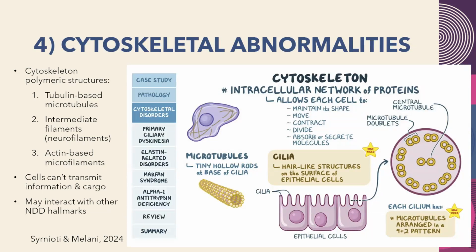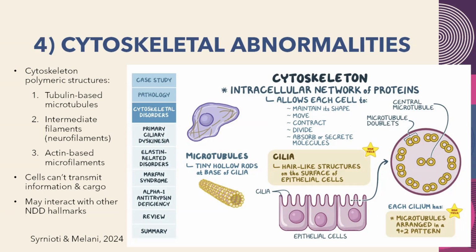Okay, so the fourth one is the cytoskeletal abnormalities. This ties into the neuron stuff I was talking about earlier. Basically you have three important forms of your cytoskeletal system that we talked about in the papers. These include your tubulin-based microtubules, intermediate filaments, or the neurofilaments, and the actin-based microfilaments. The cytoskeleton is essential to transporting very important information and cargo, especially considering the neuron. The neuron is a bigger cell than most, right? It's really long, and it serves a very important function. So having the cytoskeletal system is essential.